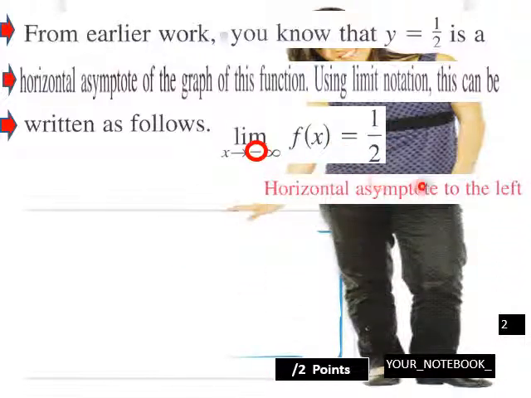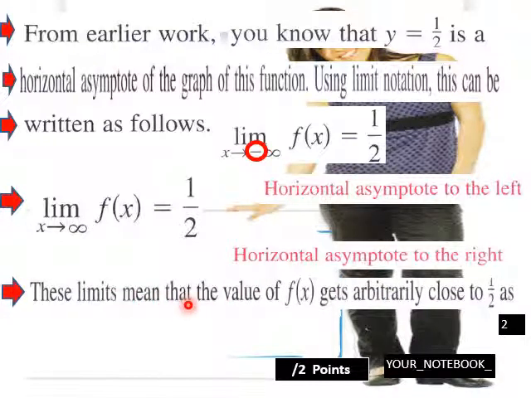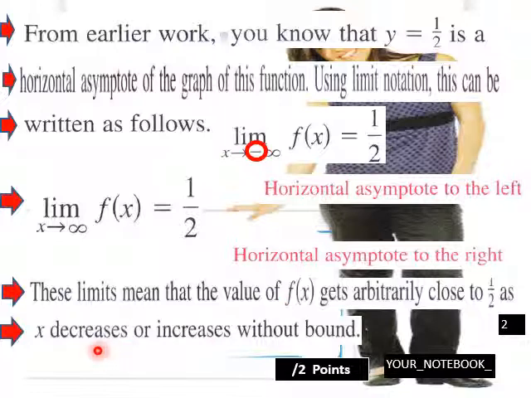So here's our horizontal asymptote to the left. We have -infinity, so it's coming in as it goes to the left in an infinite way. f of x will equal 1/2. Horizontal asymptote to the left. And then the limit as x goes to infinity of f of x equals 1/2 will be a horizontal asymptote to the right. These limits mean that the value of f of x gets arbitrarily close to 1/2 as x decreases or increases without bound. So that's what this basically means here. These 2 limits here mean that.